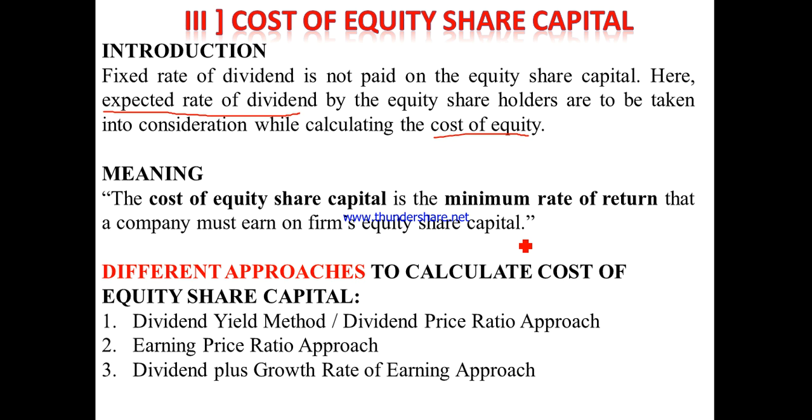Say, for example, one equity share has a face value of 100 rupees. The person who is investing in the equity share of 100 each is expecting 10% return from the company. So it is the expected return. It means 10 rupees for each 100 rupees is the expected rate, that is 10% on the equity share capital that he is investing in the company. The expected rate of dividend by the equity shareholder is 10%, so that is considered here as the minimum rate of return.